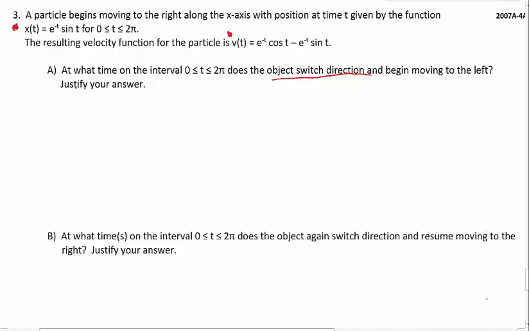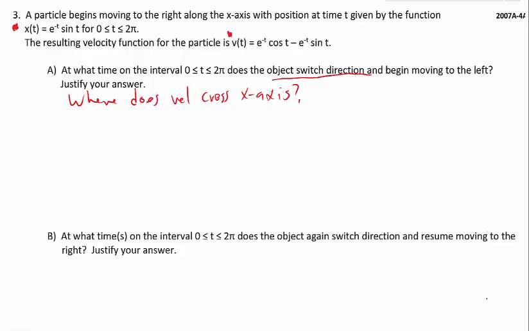That's like saying, where does the parent graph have a max or a min? So an equivalent question would be, where does the velocity graph cross the x-axis? Because where the derivative crosses the x-axis is where the parent function has a max or a min. So we need to set the velocity function equal to 0. And that will get us critical numbers for where the velocity might have actually crossed the x-axis.